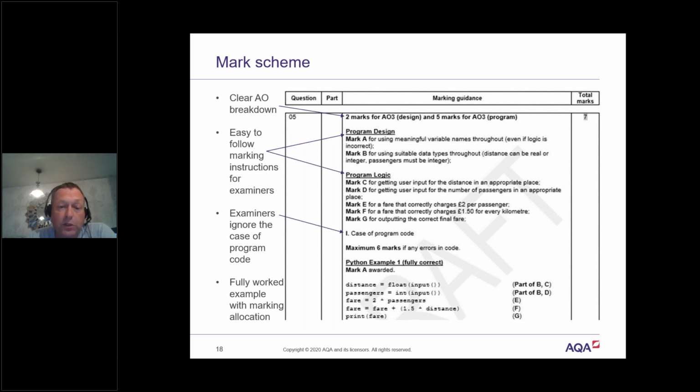We've told examiners to ignore the case of the program code, as I mentioned before, and then we will give a fully worked example. So that fully worked example isn't the only example. That's simply an example there to help the examiners as they start to work through the mark scheme. So you can see in this mark scheme, there are 7 marks and there are 7 marking points. And so students can gain anywhere from 1 to 7 marks. The thing we don't want to do is we don't want to have questions where students can only gain either 1 or 7 marks, so everything has to be correct. So this mark scheme really allows for the full range of students' answers.